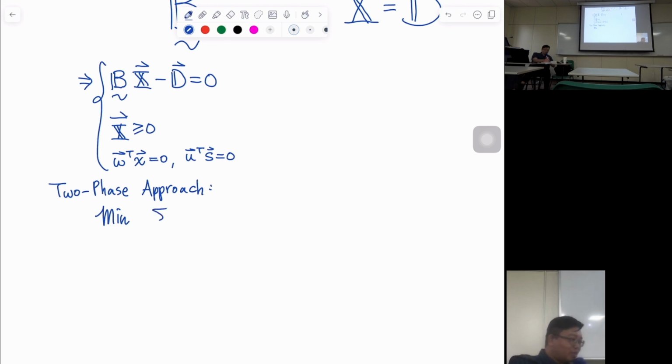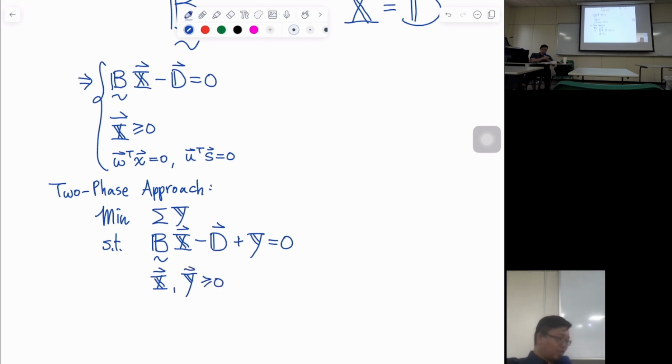We're going to minimize something like this, the summation of capital Y, subject to this large B, large X, minus D, plus Y. I'll tell you what those are. And then all the X and all the Y's are positive. So what is this? Y is basically a vector. So I should say Y equals capital Y1, capital Y2, and so on, up to some number. We'll talk about the dimension later, so just keep it like this.